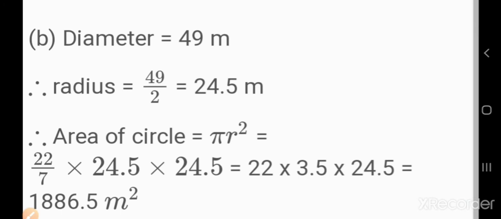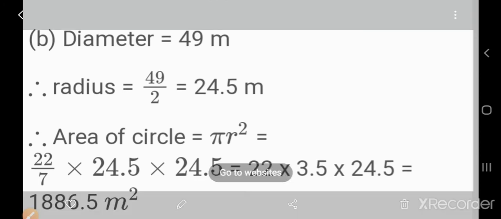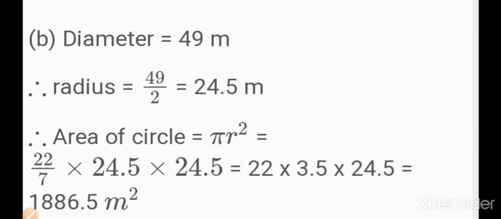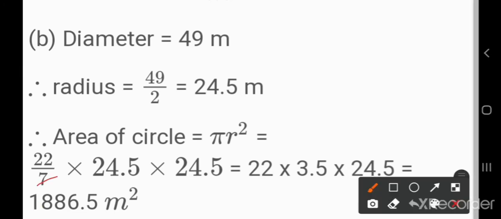So, we have already done the cancelling once: 24.5 divided by 7, we did before. In the same way, when you do it, you get 3.5. When you cancel 7 and 24.5, you will get 3.5. So, 22 into 3.5 into 24.5 is equal to 1886.5 meter square. 1886.5 meter square is the area.